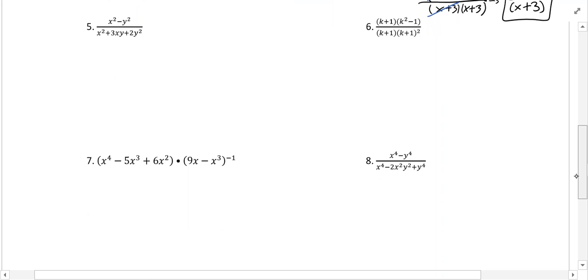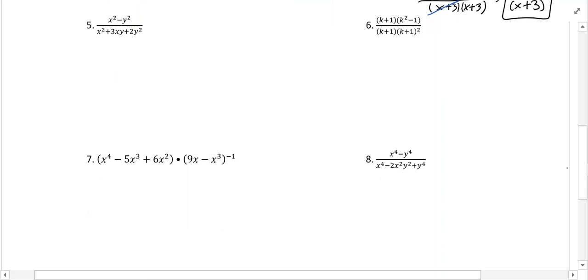Okay, number 5. Again, you want to look and see, is this factorable? And on the top it is. x squared minus y squared. This is a difference of squares. So you'd be left with x minus y times x plus y. On the bottom, you say, are there any factors of 2 that add to 3? And there are.